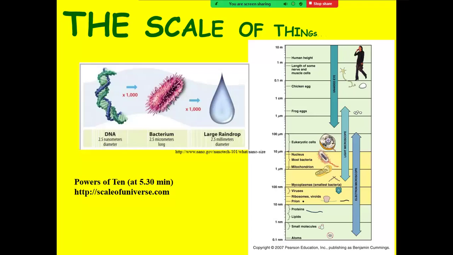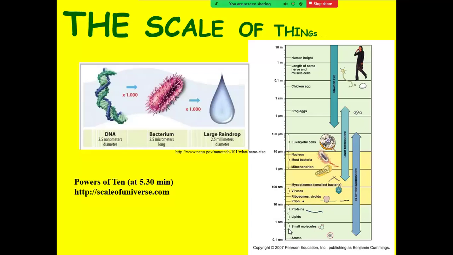And then smaller than a virus would be a large molecule like a protein or a lipid. And you have to realize a virus is more than just one protein. It's usually several proteins as well as a genome of DNA or RNA. So a virus is larger than a protein. And then a small molecule is smaller than a large protein molecule, and that would be something like water, a small molecule. And then smaller than that is an atom.